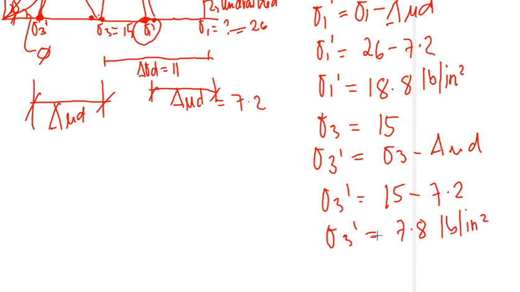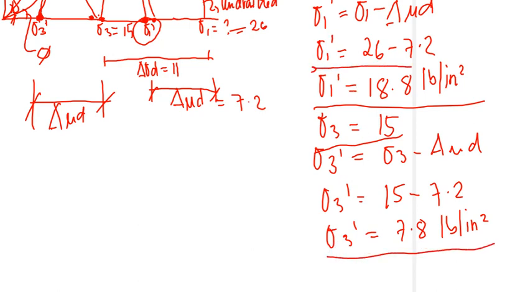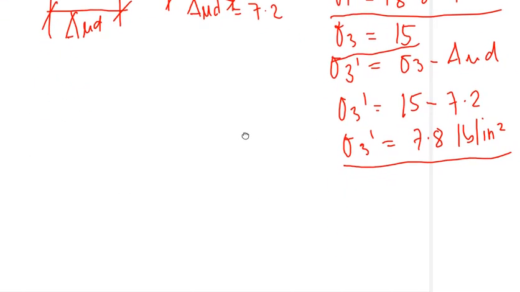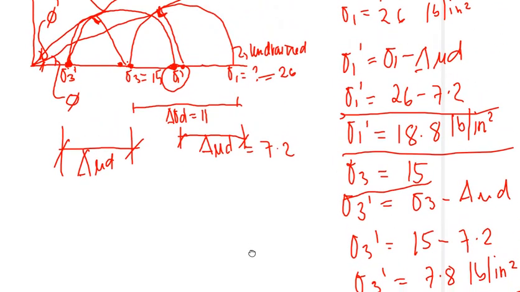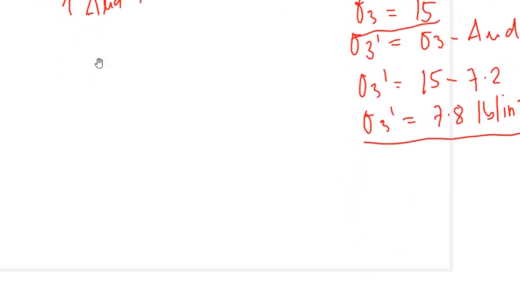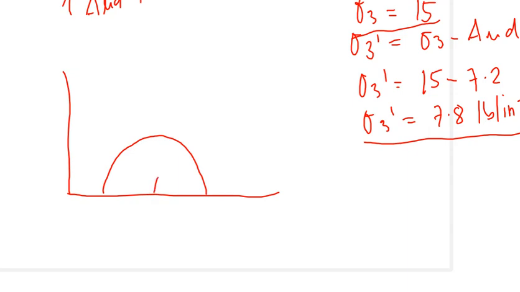So we have now the value of sigma 3, 7.8, sigma 1, sigma 3, sigma 3 prime, and yung ating sigma 1 prime. So meron na tayong values. So paano na natin isolve yung undrained friction natin and yung drained friction angle natin? So i-drawing natin ulit yung ating Mohr circle para ma-visualize natin, para hindi siya masyadong magulo.